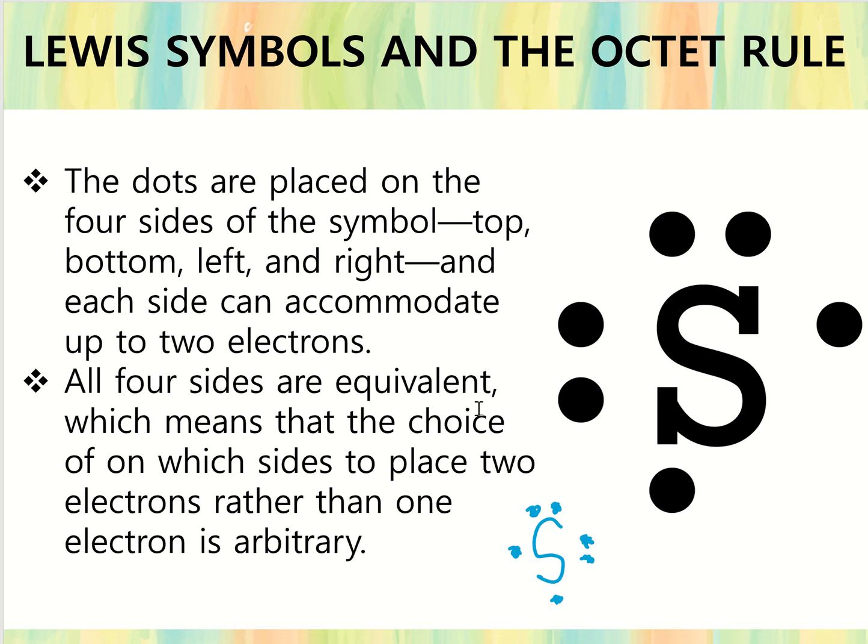All 4 sides are equivalent, which means that the choice on which sides to place 2 electrons rather than 1 electron is arbitrary, right? So we could draw it like this as well. So we could draw it like this, we could draw it like this. They're all equivalent.